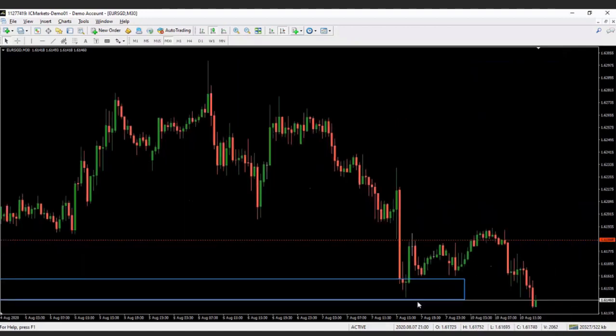And this is where price went to. We had a bit of a bounce. We tested it. Our price is coming down. We're trying to poke through it. And you can see this candle here closed beyond this one.